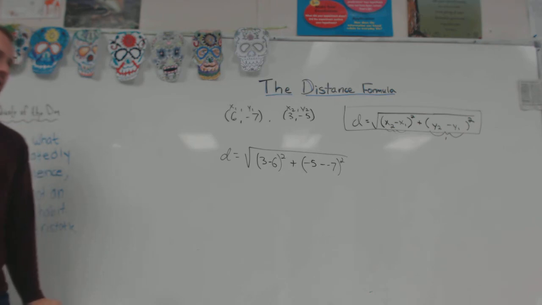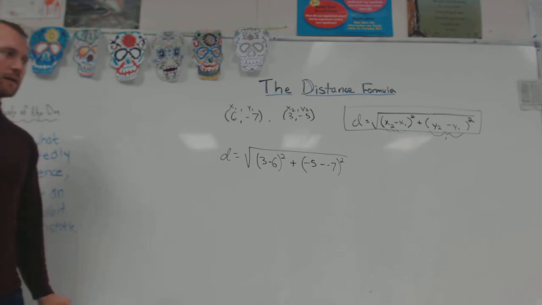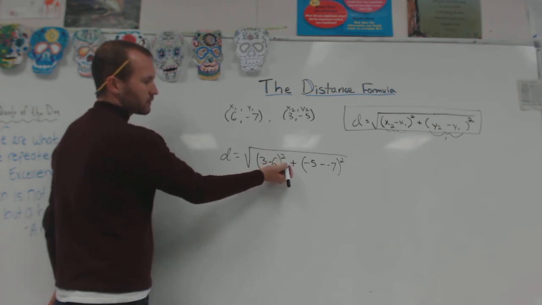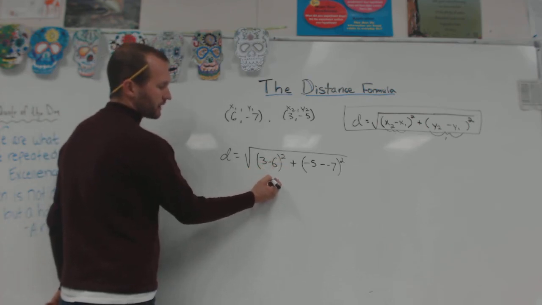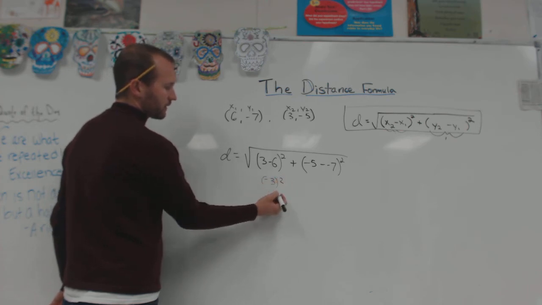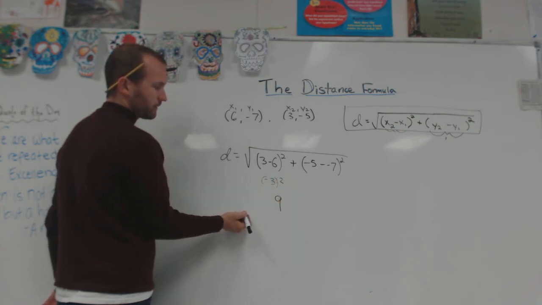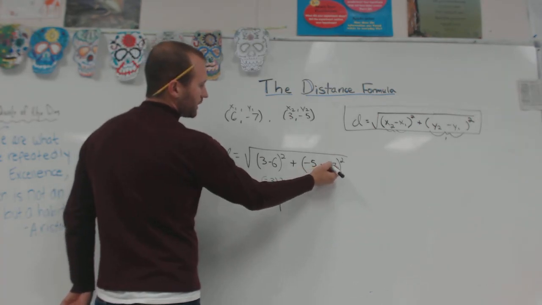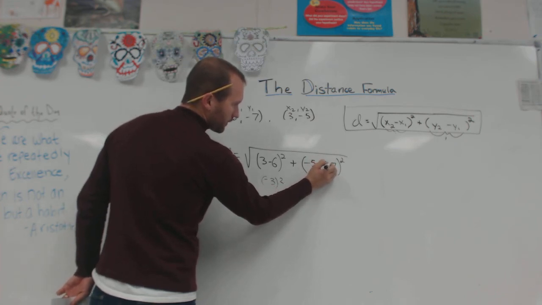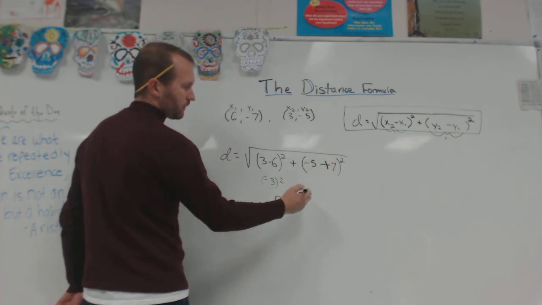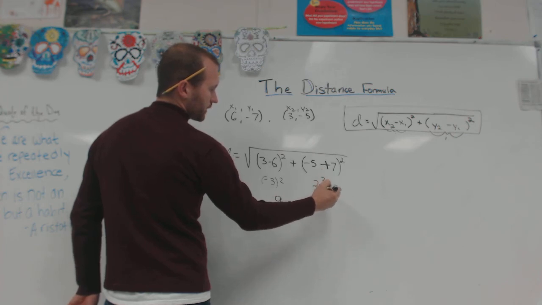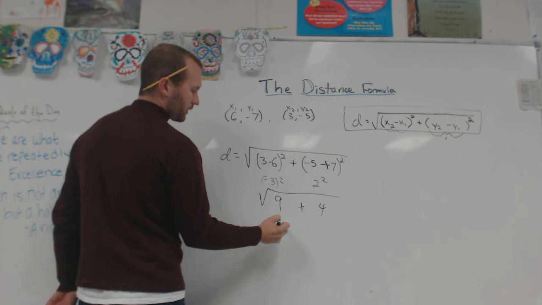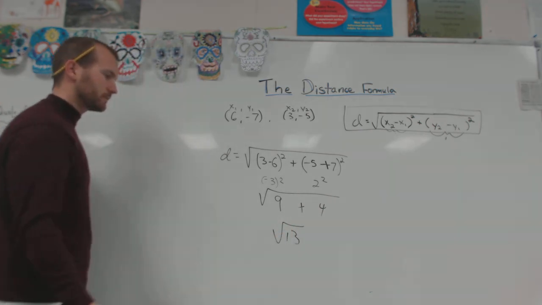It looks kind of complicated, but it's really not, because all we have to worry about is the numbers. 3 minus 6 squared, that's negative 3 squared, which is just 9. And then negative 5 minus a negative 7, that's negative 5 plus 7, which is 2 squared, which is 4. So we have the square root of 9 plus 4, or the square root of 13.